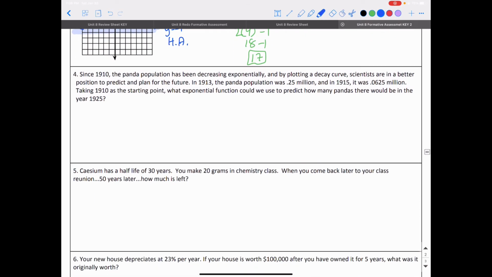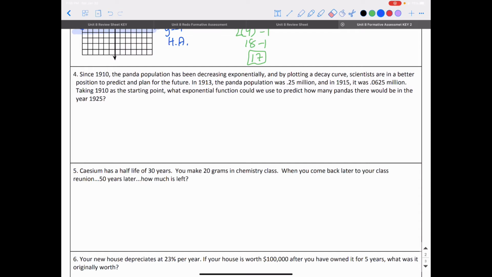All right, for number 4, since 1910, the panda population has been decreasing exponentially, and by plotting a decay curve, scientists are in a better position to predict and plan for the future. In 1913, the panda population was 0.25 million, and in 1915, it was 0.0625 million. Taking 1910 as the starting point, what exponential function could we use to predict how many pandas there would be in 1925?